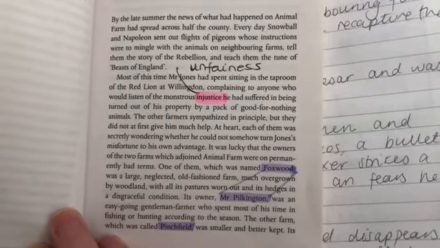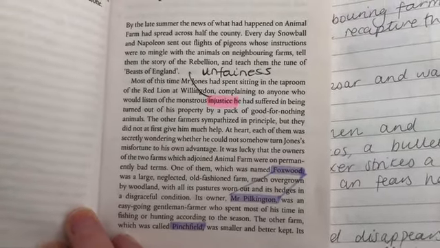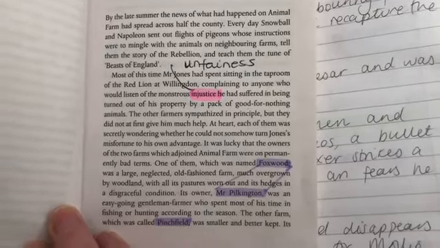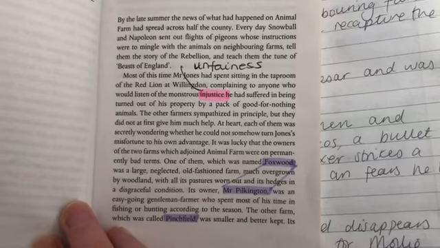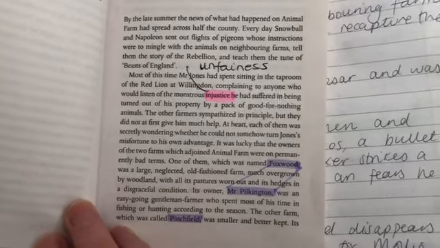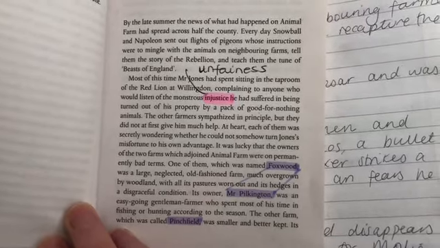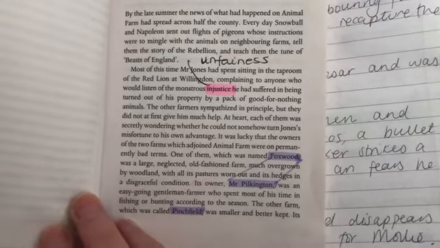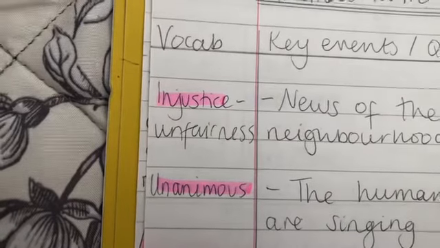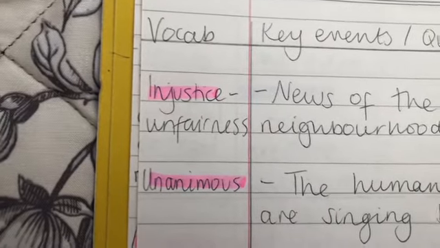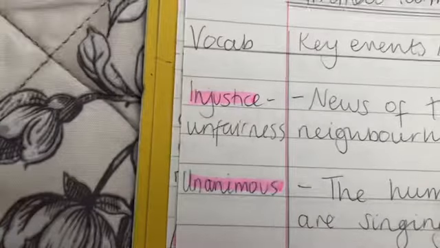Most of this time, Mr. Jones had spent sitting in the tap room, it's like the bar, of the Red Lion in Willingdon, complaining to anyone who had listened to the monstrous injustice he had just suffered at being turned out of his property by a pack of good-for-nothing animals. So injustice means unfairness. So that's our first key word today. There's only a couple today. So injustice means unfairness. Pause the video, write that down, and get ready to carry on.